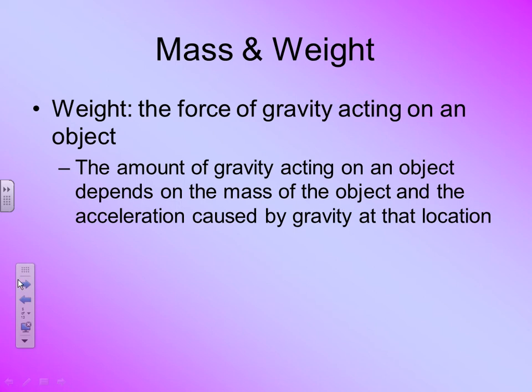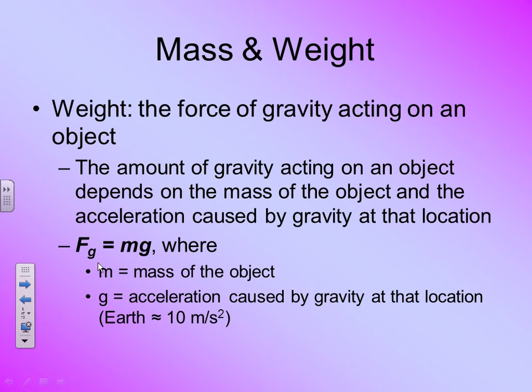So shorthand, we can calculate the weight of an object by taking its mass and multiplying it by lowercase g. And hopefully you remember from last unit that lowercase g represents the acceleration that is caused by gravity at that location, which on Earth is approximately 9.81 meters per second squared. So we can calculate the weight of an object by taking its mass and multiplying it by 9.81.